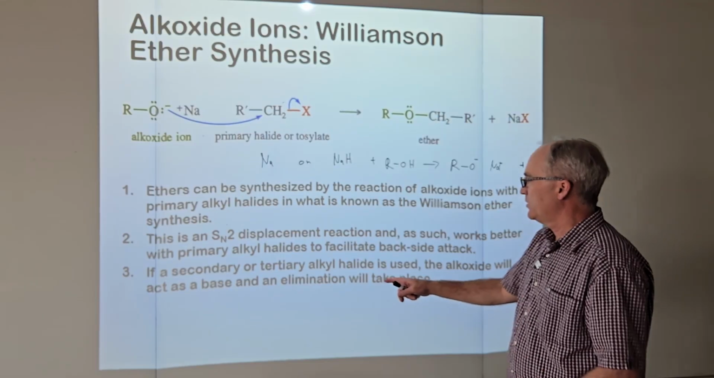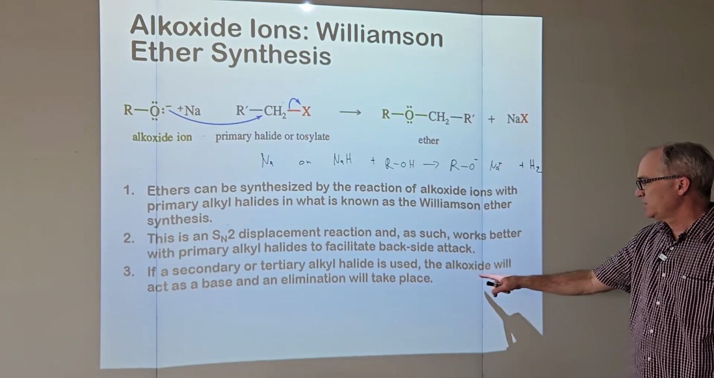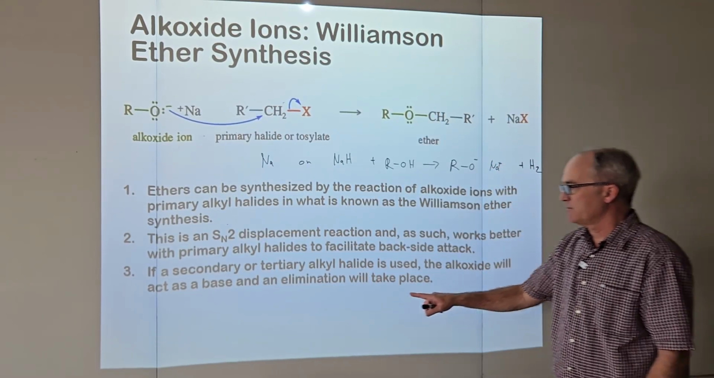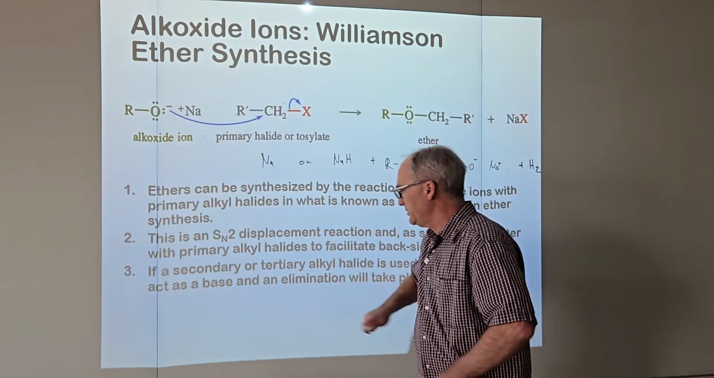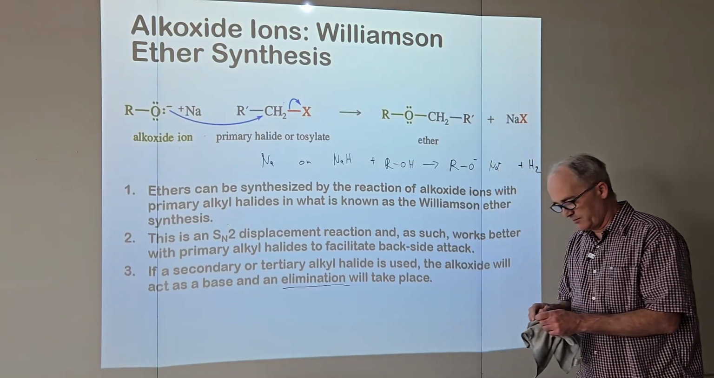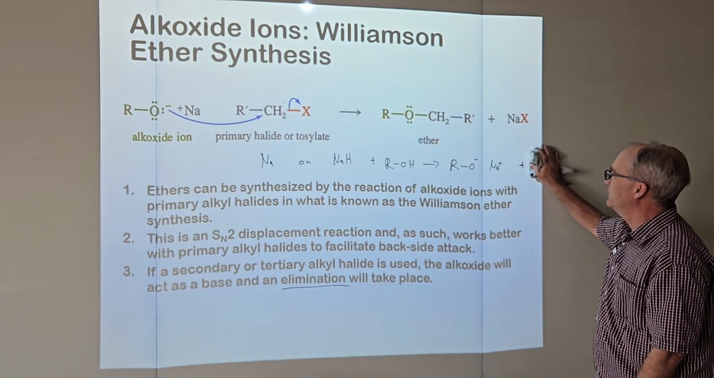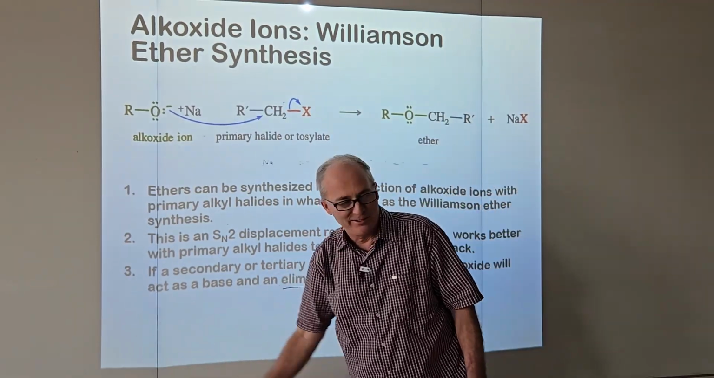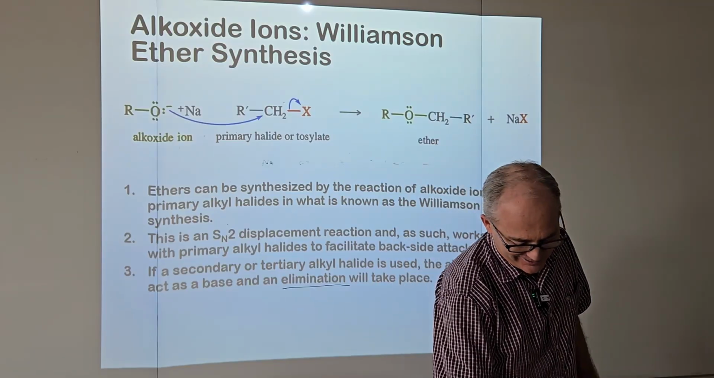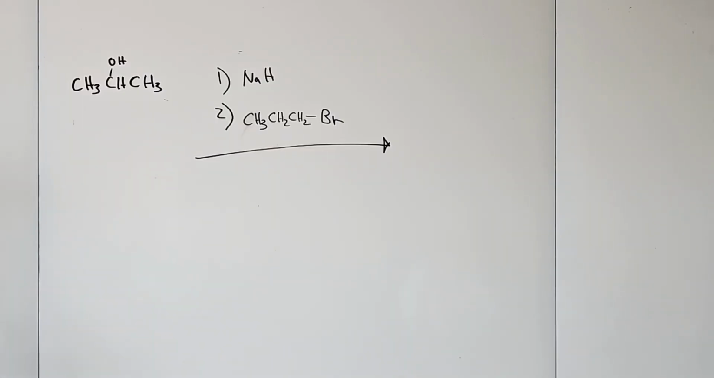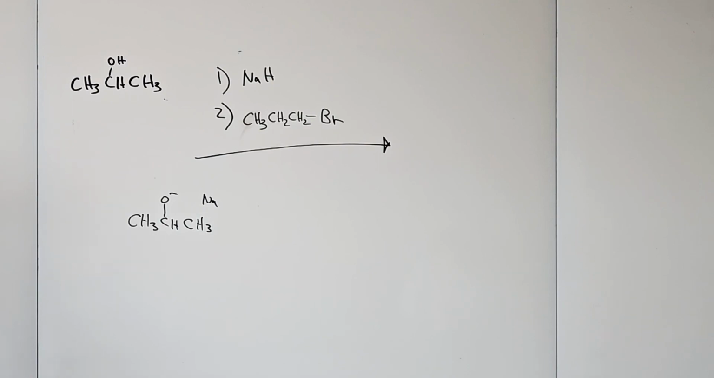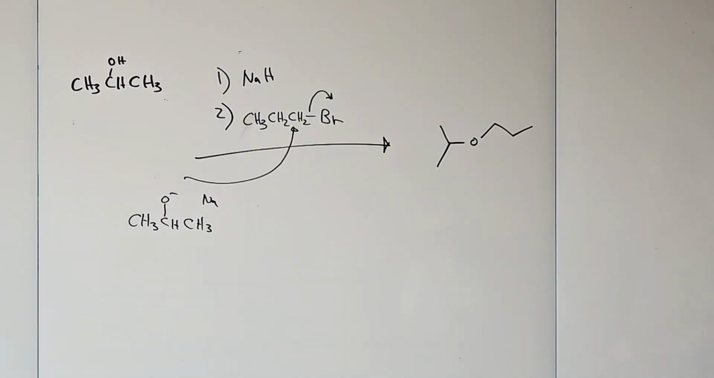If a secondary or tertiary alkyl halide is used, the alkoxide will act as a base and elimination will take place. So all that fun stuff we learned in the fall comes back to cheer us on. You bet you thought I was going to use the word haunt. What is the product formed here? So there is an alkoxide. So this might be a good way to get this ether here.